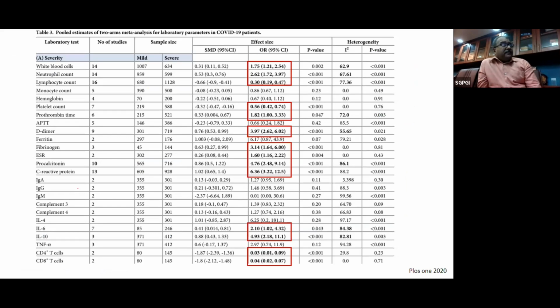So this is a pooled table of the same study where they have listed that total leukocyte count, neutrophil count, lymphopenia, low platelet count, increase in prothrombin time, elevated levels of D-dimer, elevated levels of fibrinogen, ESR, procalcitonin, and CRP, and also pro-inflammatory cytokines like IL-6 and anti-inflammatory cytokines like IL-10, and the ratios of CD4 and CD8 T cells can differentiate between mild versus severe disease.